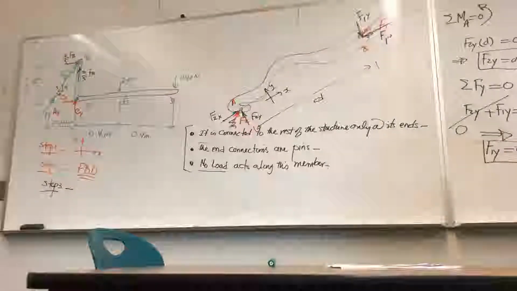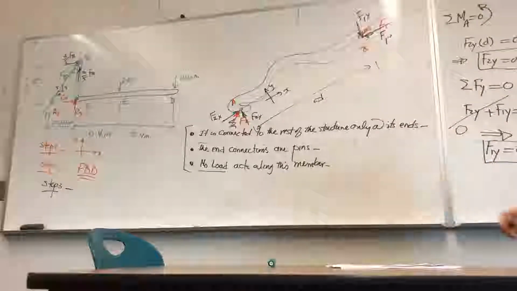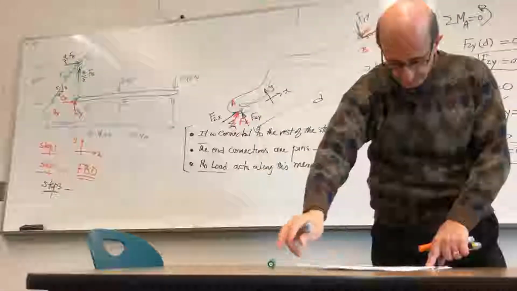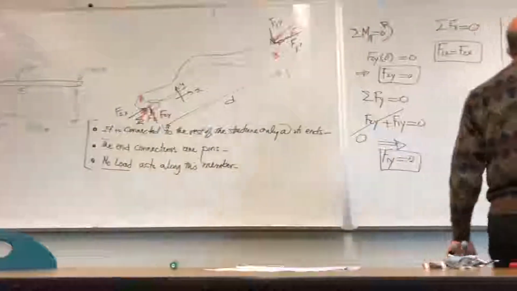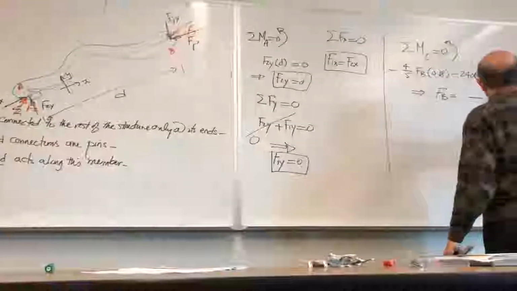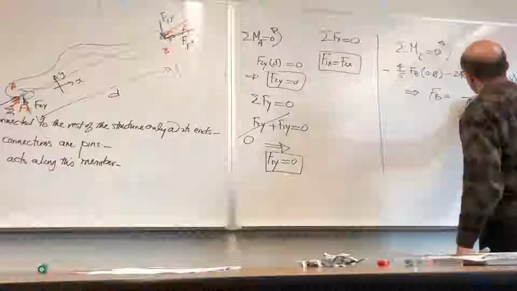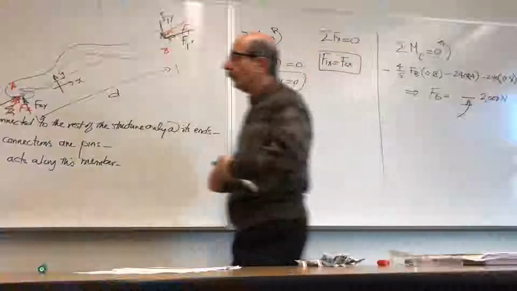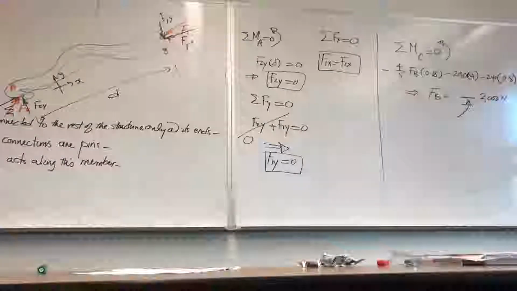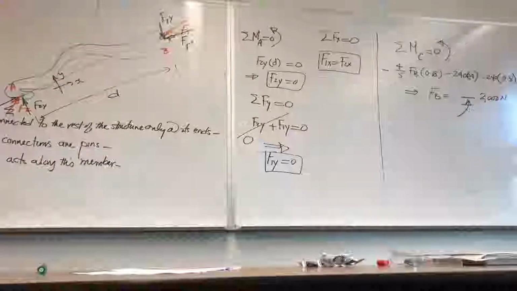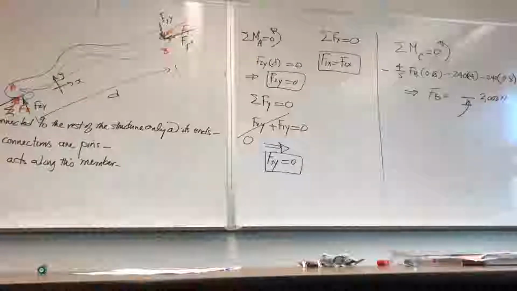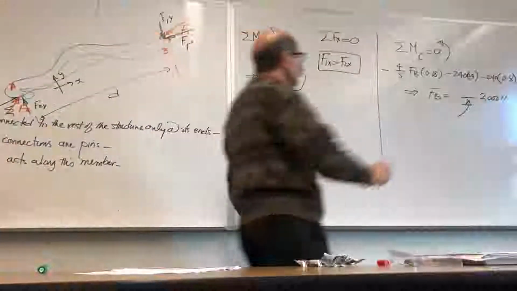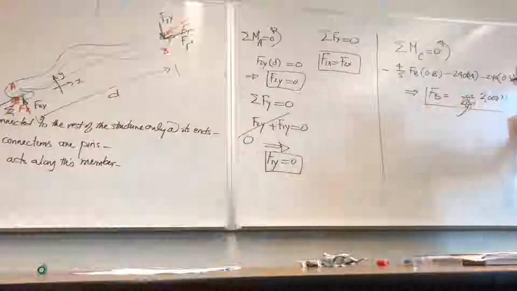Solve for the unknown FB. FB results to be a negative value, negative 2,000 Newton. Negative means what? The direction you assumed was wrong, so I would correct this. The assumed direction should have been like this, okay? So now that I've corrected it, remove this, this is the answer.